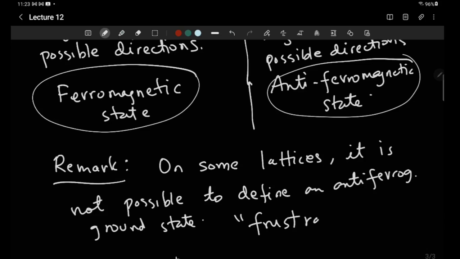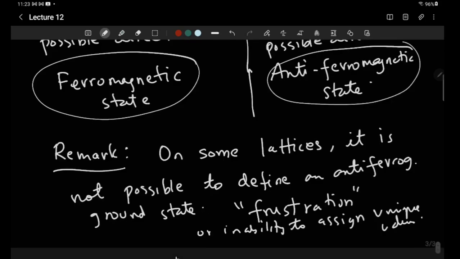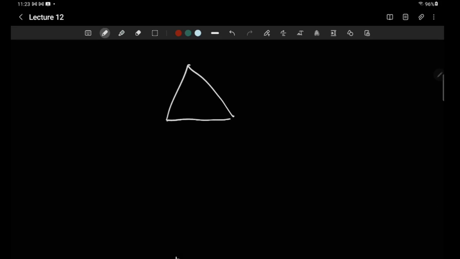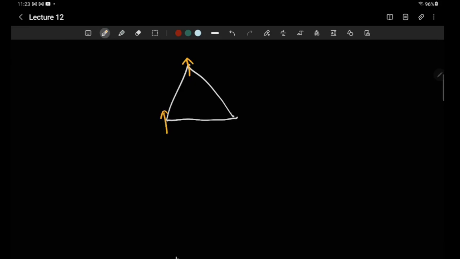which is the inability to assign unique values to get a ground state. Okay, so I'll just give you a toy picture. I'm not giving a lattice or anything, but let's say that we have a triangle. We have spins here, 1, 2, and 3, and let's say the Hamiltonian is just this way. It is ferromagnetic coupling. I don't want that. So yeah, go back to this.